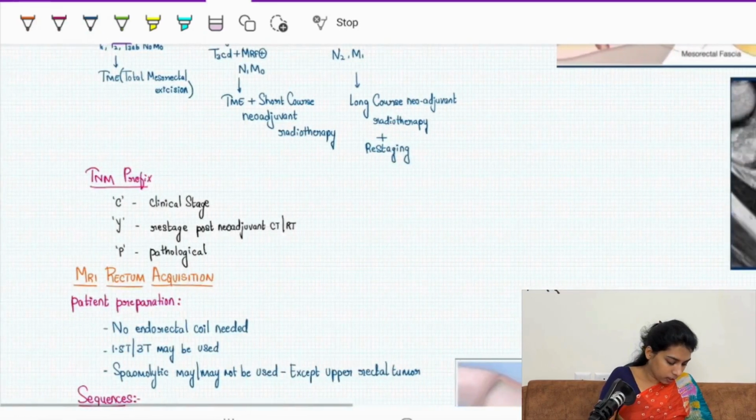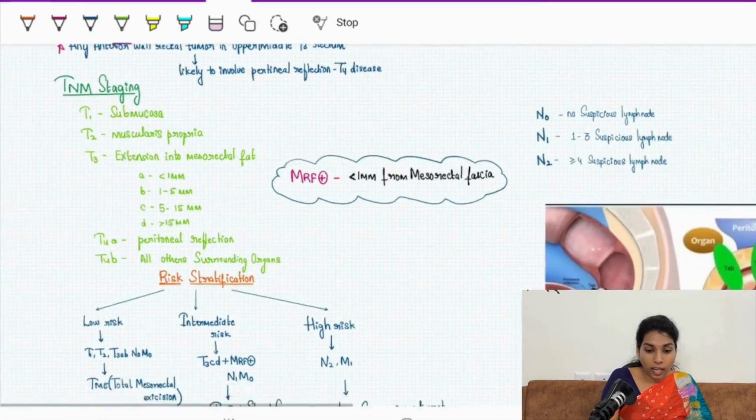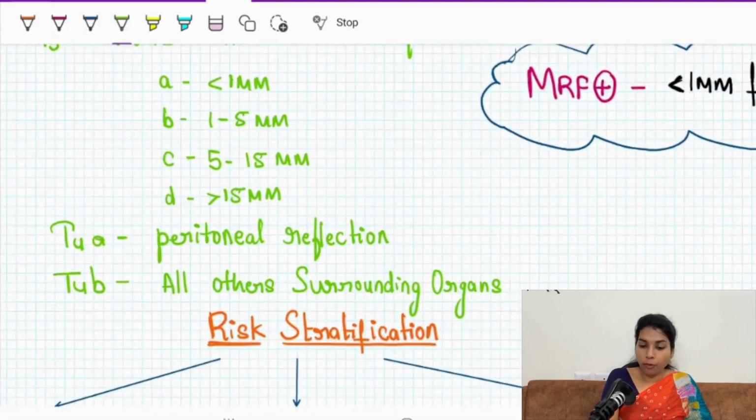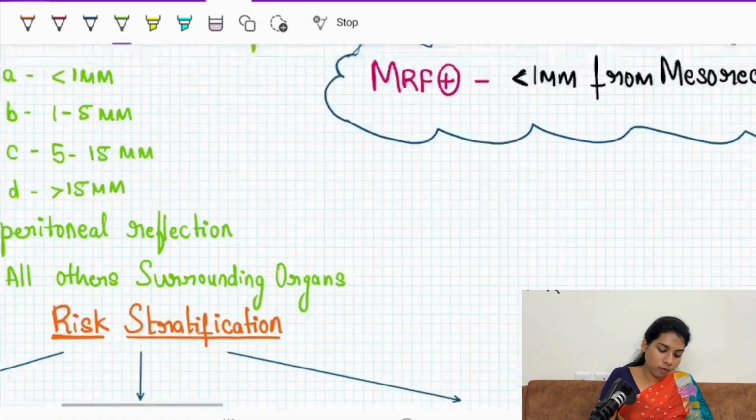Now that we understood what is a T3 disease, we'll look at what is a T4 disease. So T4A is involvement of the peritoneal reflection. We have already discussed that involvement of the peritoneum will upstage the disease. So this is something which is very important, guys. If you're seeing an anterior wall rectum carcinoma, in that case, you should always think that if it's involving a fascia anterior to it, it is not a mesorectal fascia and it is a peritoneal reflection which is getting involved, right? So T4A is a peritoneal reflection involvement and T4B is all other surrounding organs. So we'll just look at an example.